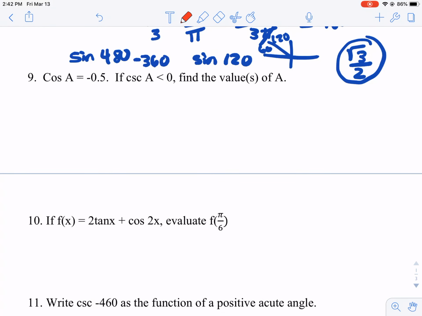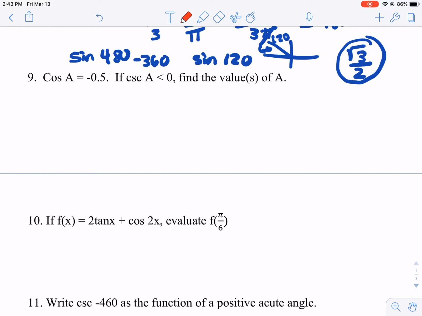Cosine of an angle is -half. The cosecant is less than 0. Find the value or values of A. Well, if all they told us was that the cosine was -0.5, we'd get 2 answers. But since they gave us a second condition about the cosecant, we're going to end up with just one answer.